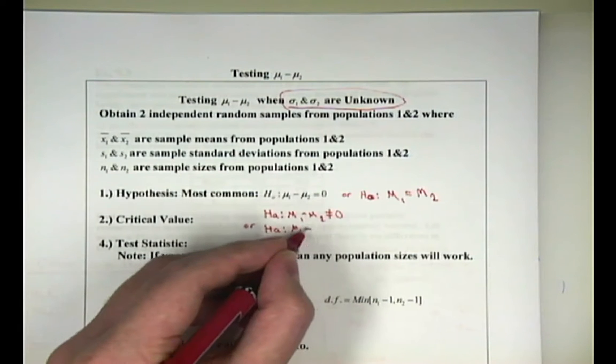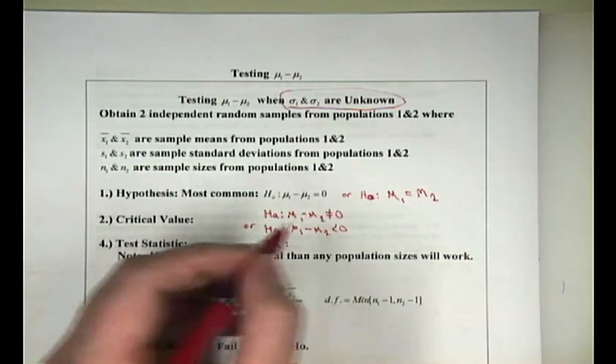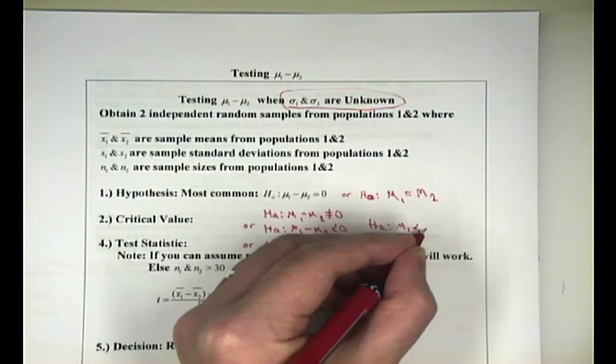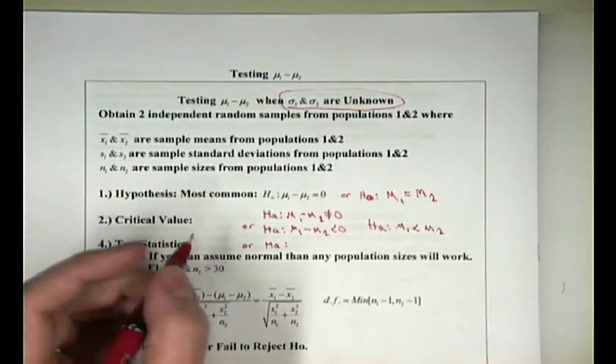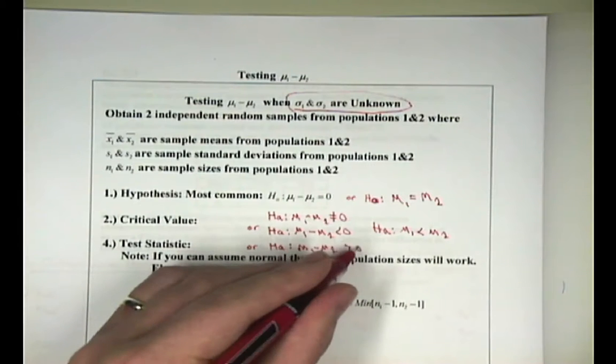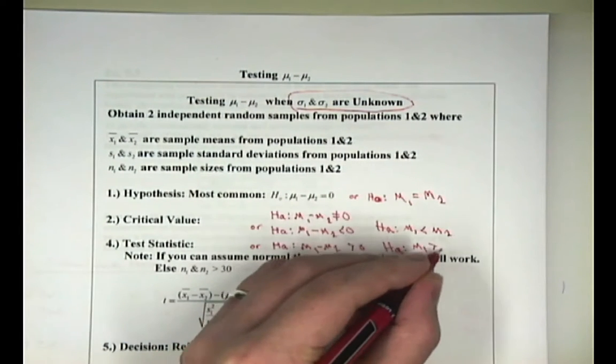You could also have a less than statement, meaning mu1 is less than mu2 significantly. Or you could have a greater than statement, which means that mu1 is greater than mu2.